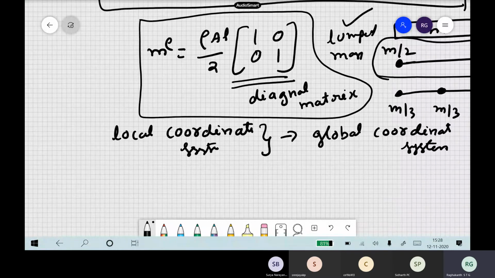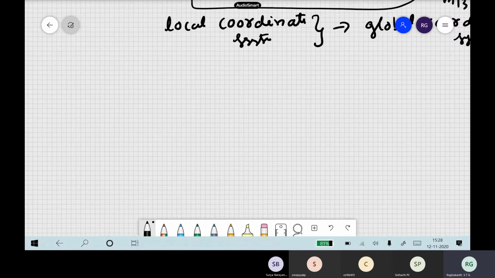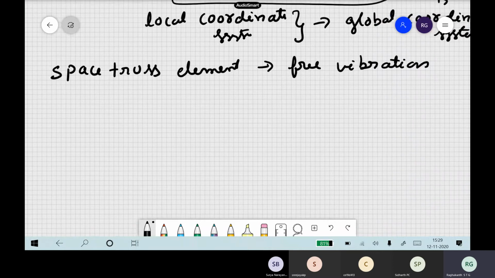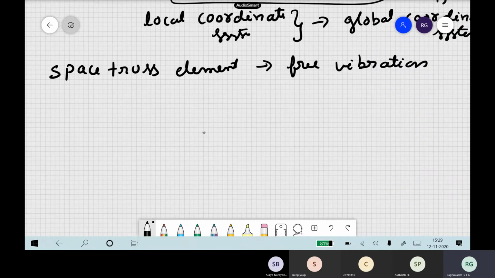Now quickly, we will see one small example of a space truss. We will try to calculate its free vibration. So we have a space truss, the element like this.